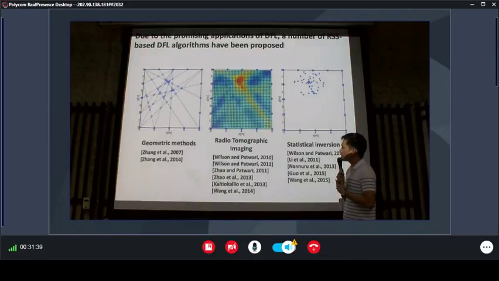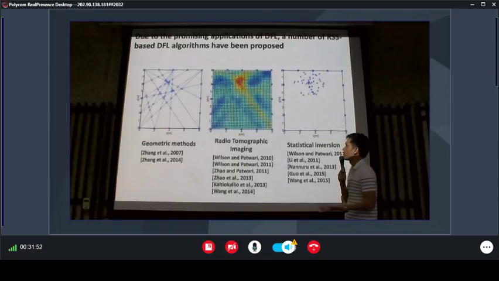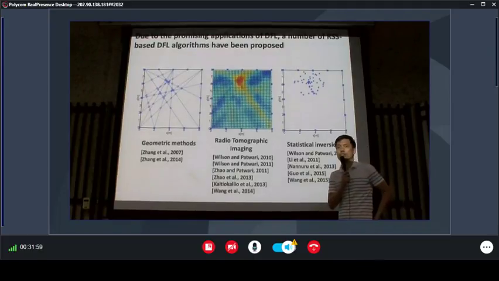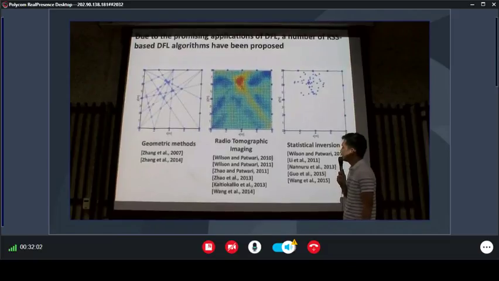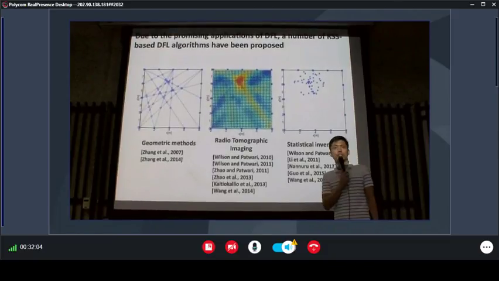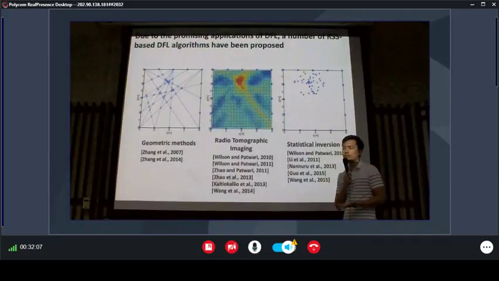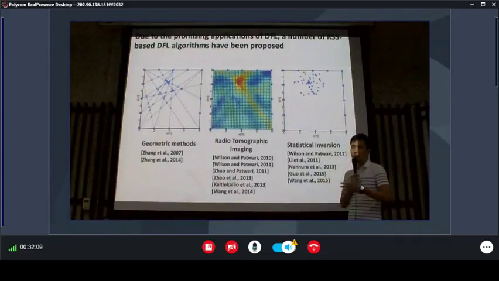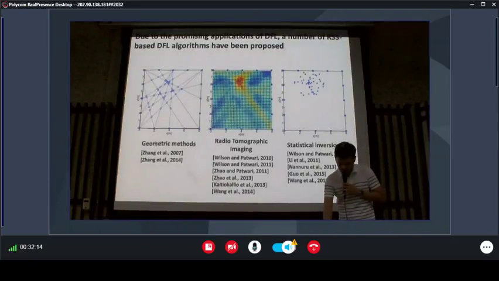And another method for DFL is radio tomographic imaging. Essentially, the problem is posed as an image reconstruction problem. So we can think of the network as some sort of camera for the deployment area. And in this picture, the area in red is the most likely location of the person. And finally, there have been some work on statistical inversion methods, for example, particle filters, wherein the effect of a person on the link is modeled probabilistically.